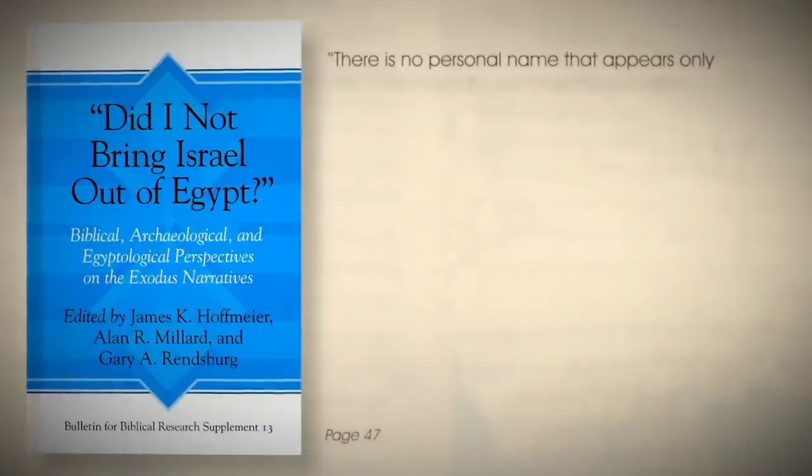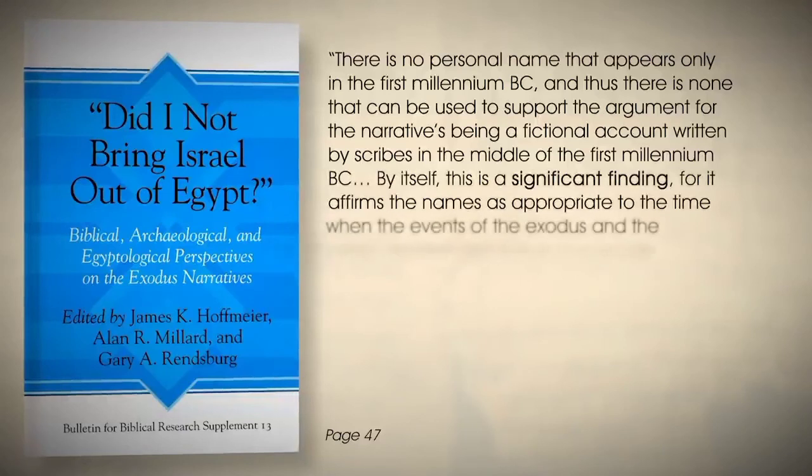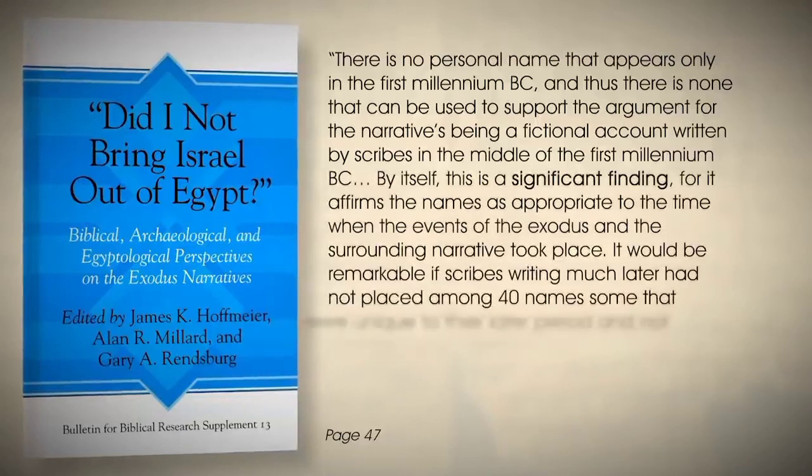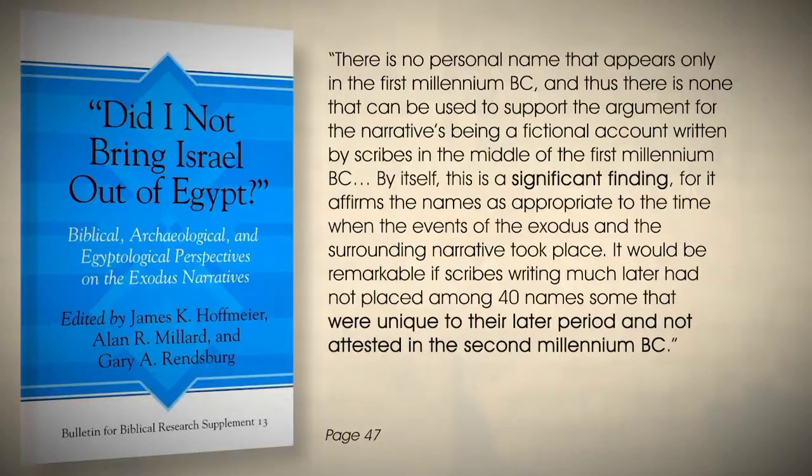There is no personal name that appears only in the 1st millennium BC, and thus there is none that can be used to support the argument for the narrative being a fictional account written by scribes in the middle of the 1st millennium BC. "By itself, this is a significant finding, for it affirms the names as appropriate to the time when the events of the Exodus and the surrounding narrative took place. It would be remarkable if scribes writing much later had not placed among 40 names some that were unique to their later periods and not attested in the 2nd millennium BC."